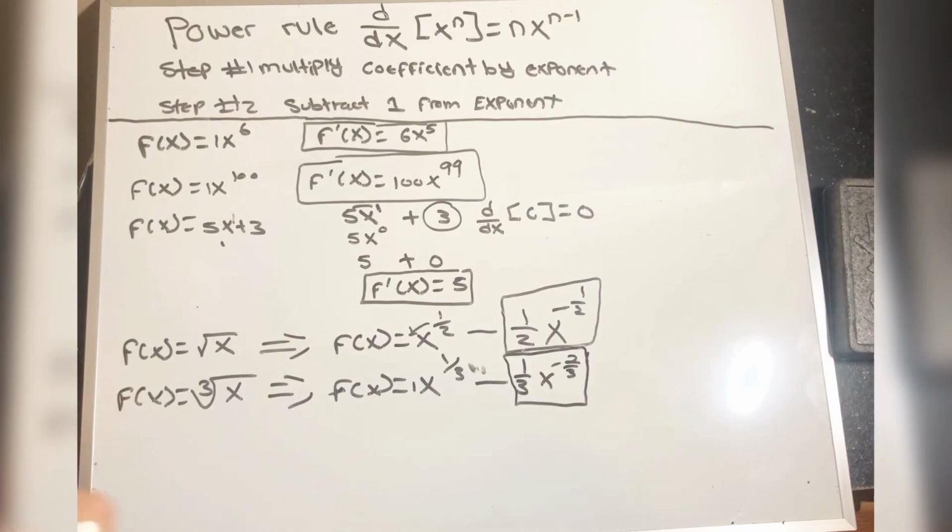So as you can see, the power rule is much faster to do whenever you have an exponent, and it's something that will always work. So I would suggest you give it a try, and hopefully this works and helps you out.